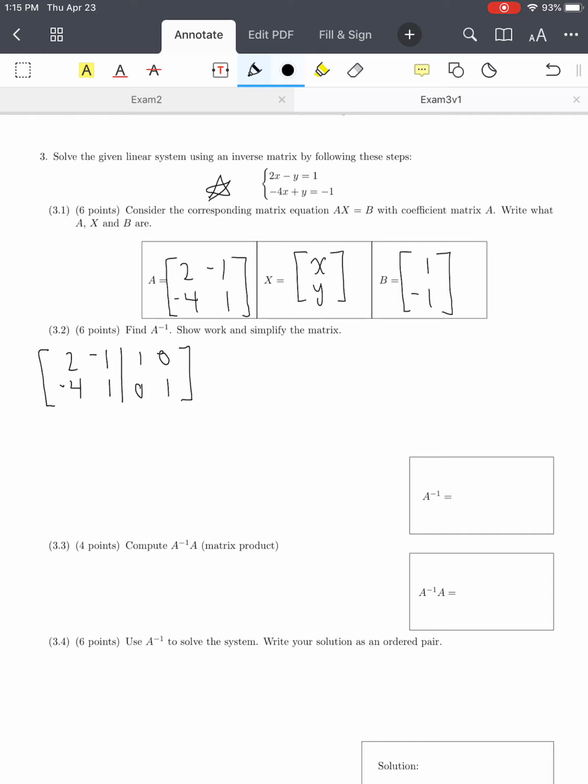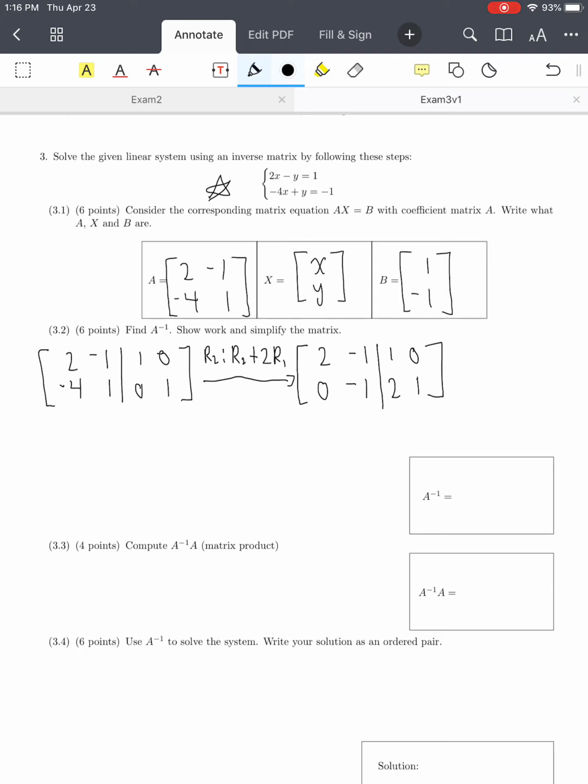So here, let's say row 2 is row 2 plus 2 row 1. So row 1 isn't changing, so that's 2, negative 1, 1, 0. I'm adding 2 row 1s to row 2. So that gives me a 0 here, a negative 1 here, so 1 minus 2 is negative 1, 2, and 1.